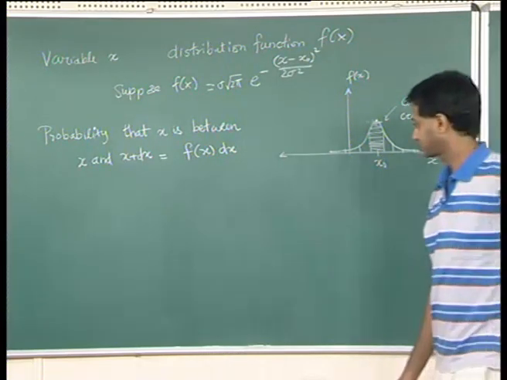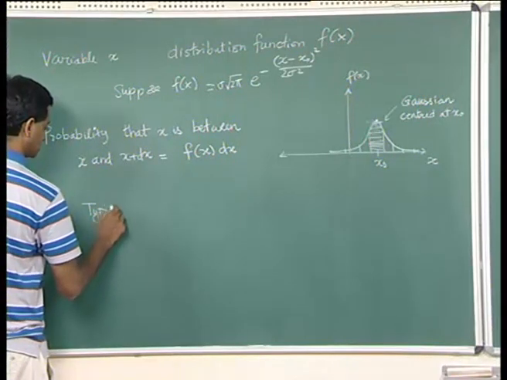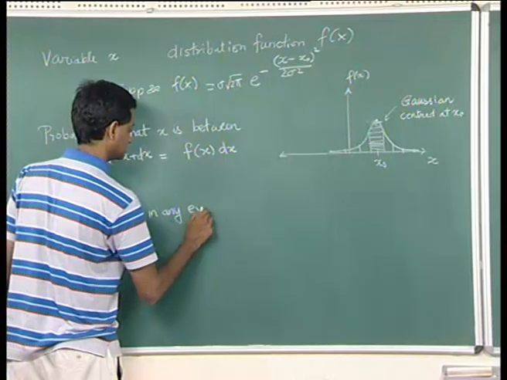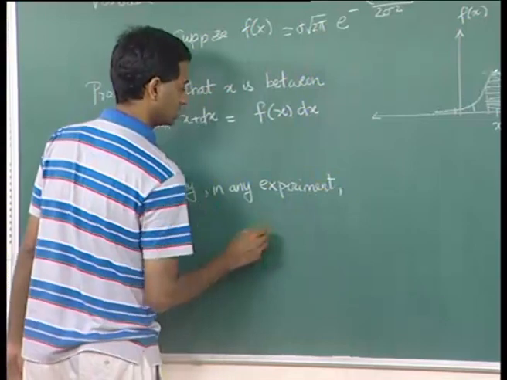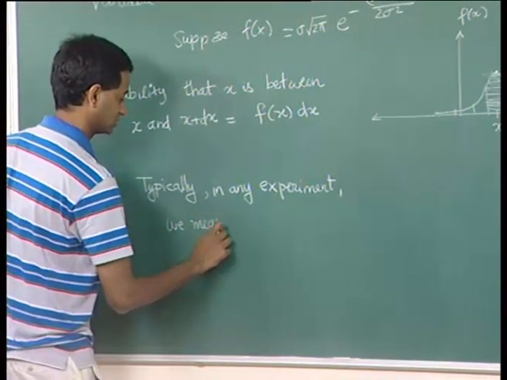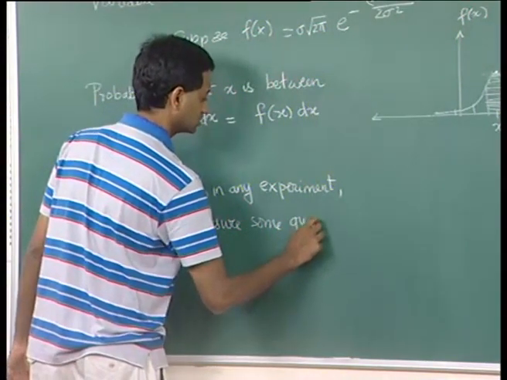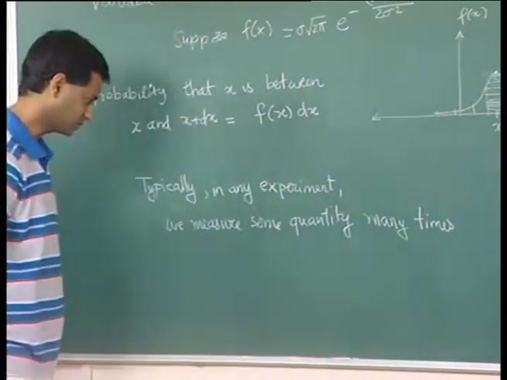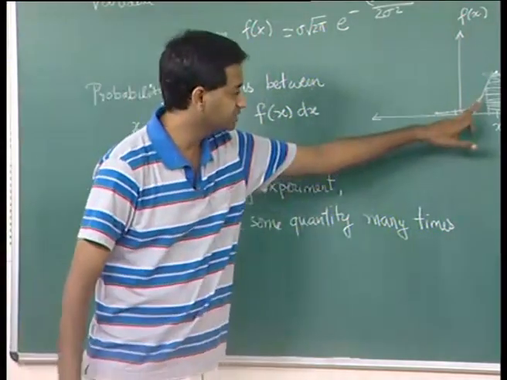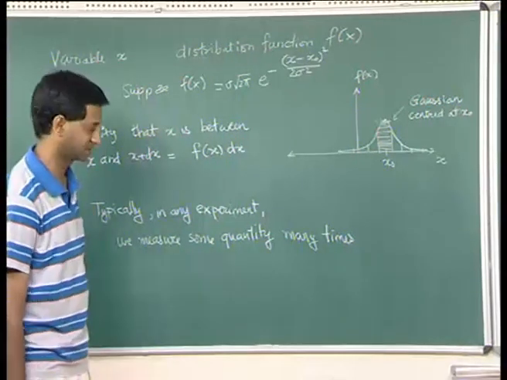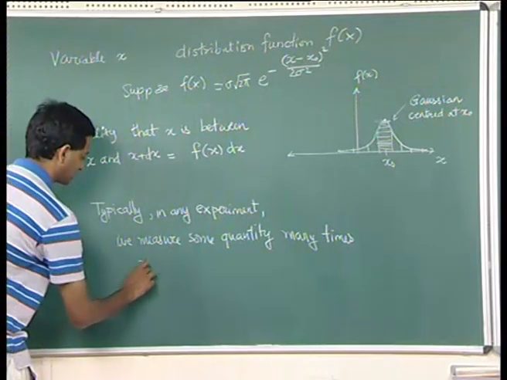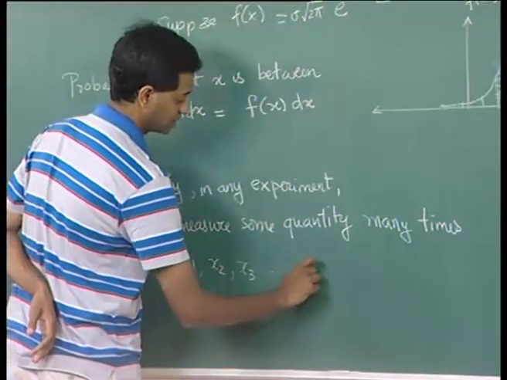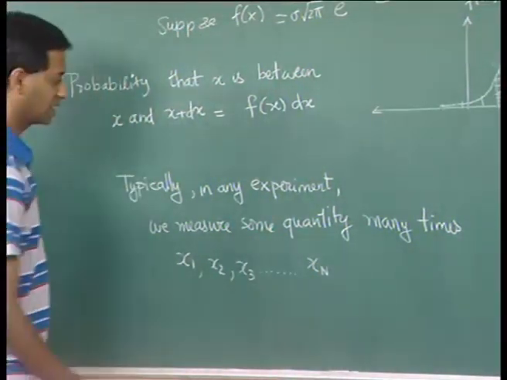Now, typically in any measurement, in any experiment, we measure some quantity many times. So now I want you to imagine that you are measuring this quantity x. You do an experiment and you measure this quantity x once. First time you measure it, you get a value x1. Second time you measure it, you get a value x2. Third time you measure it, you get a value x3, and so on. And you do it n times, you get these n values. So, n measurements of x.